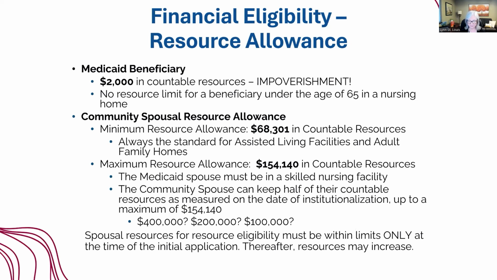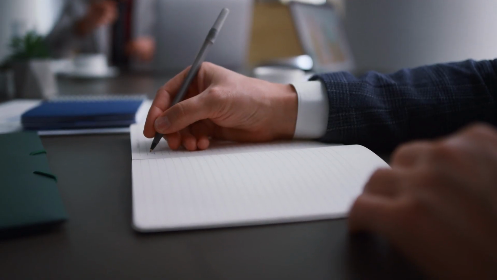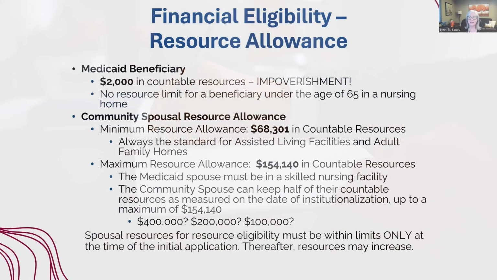That is the minimum. If the ill spouse is going into a skilled nursing facility, the well spouse may be able to keep up to $154,140 as the Community Spousal Resource Allowance. Sometimes we call that CSRA. But what it means is that the spouse can keep a certain level. It's even higher. And this is because Medicaid has a different set of rules for skilled nursing versus community option programs like COPES and the CFC program.